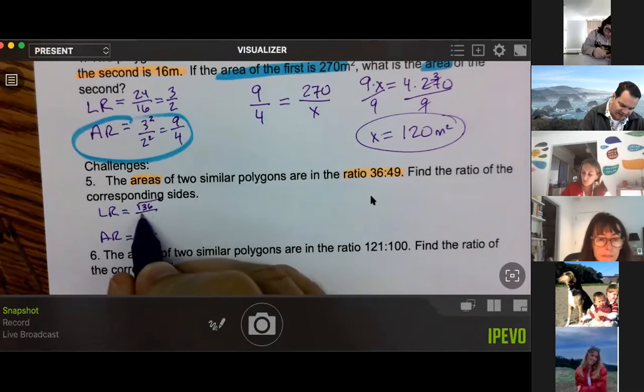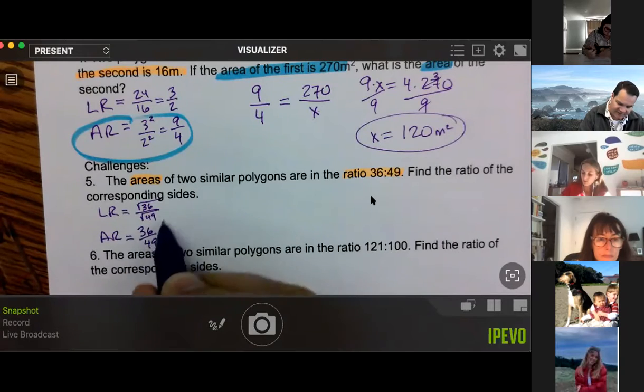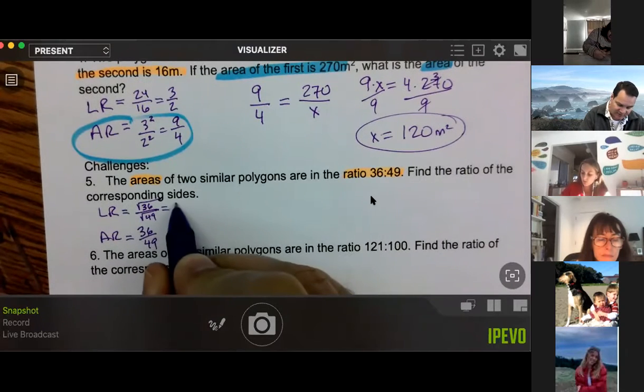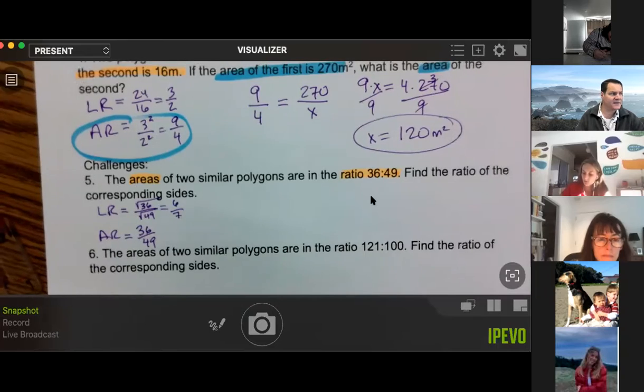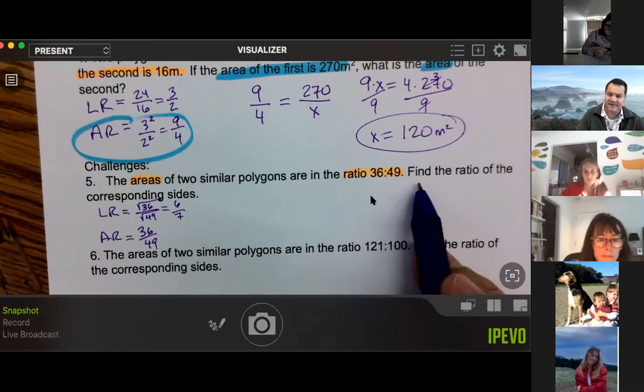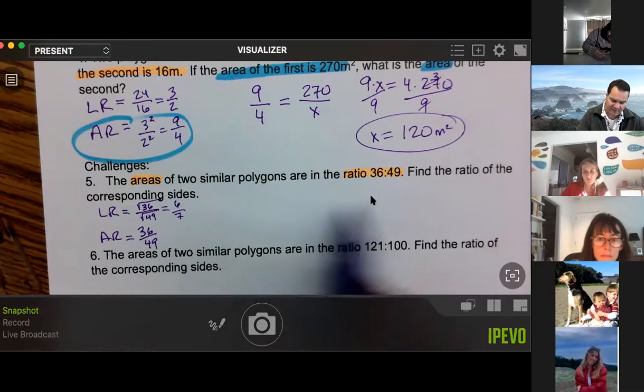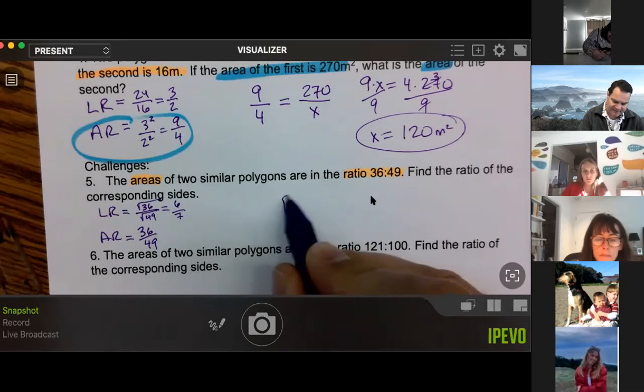So we'll just take the square root of these. And we have the option of reducing them first if they do reduce. In this case, they don't. And that gives us a length ratio of 6/7. And this time it's not asking us any more than just to identify that. Find the ratio of the corresponding sides.